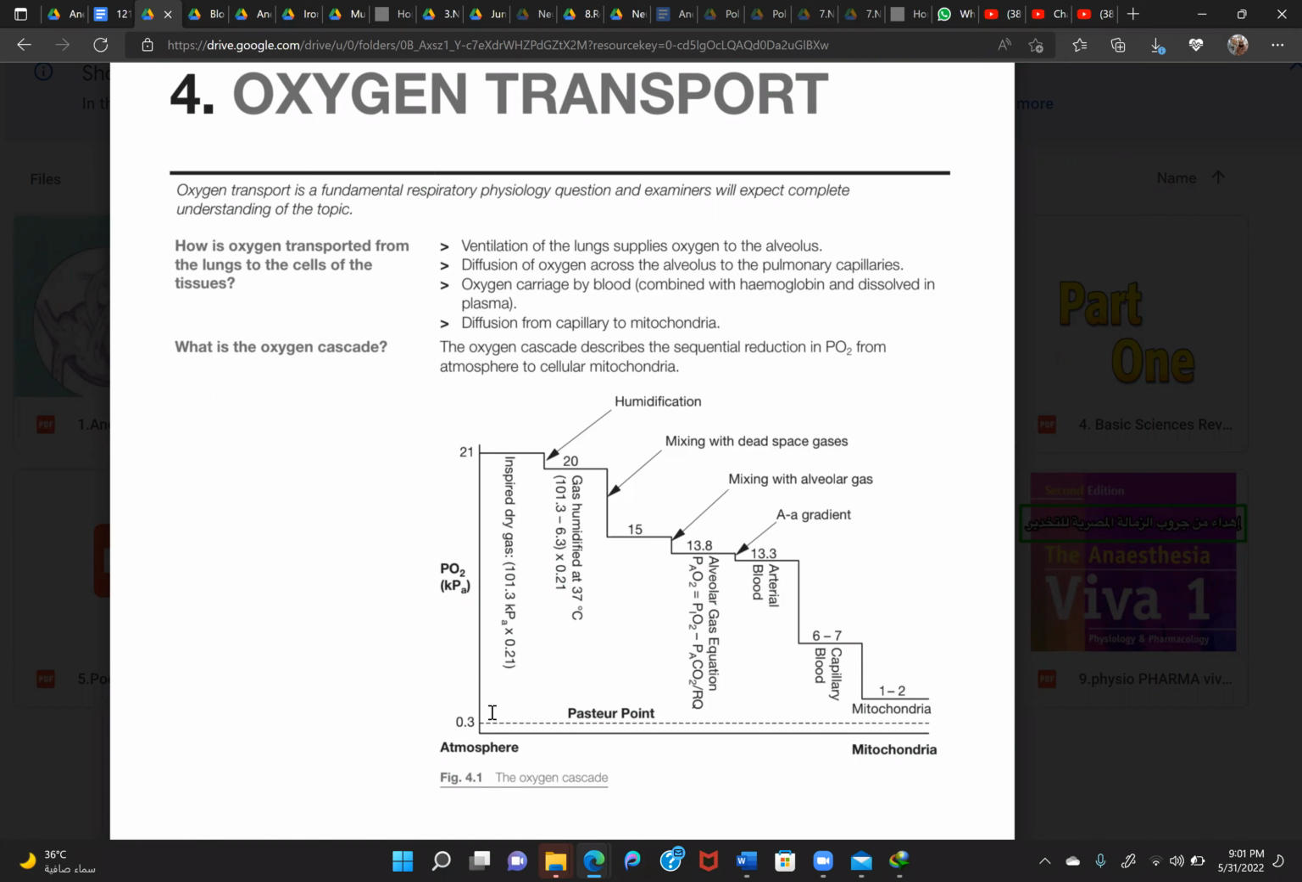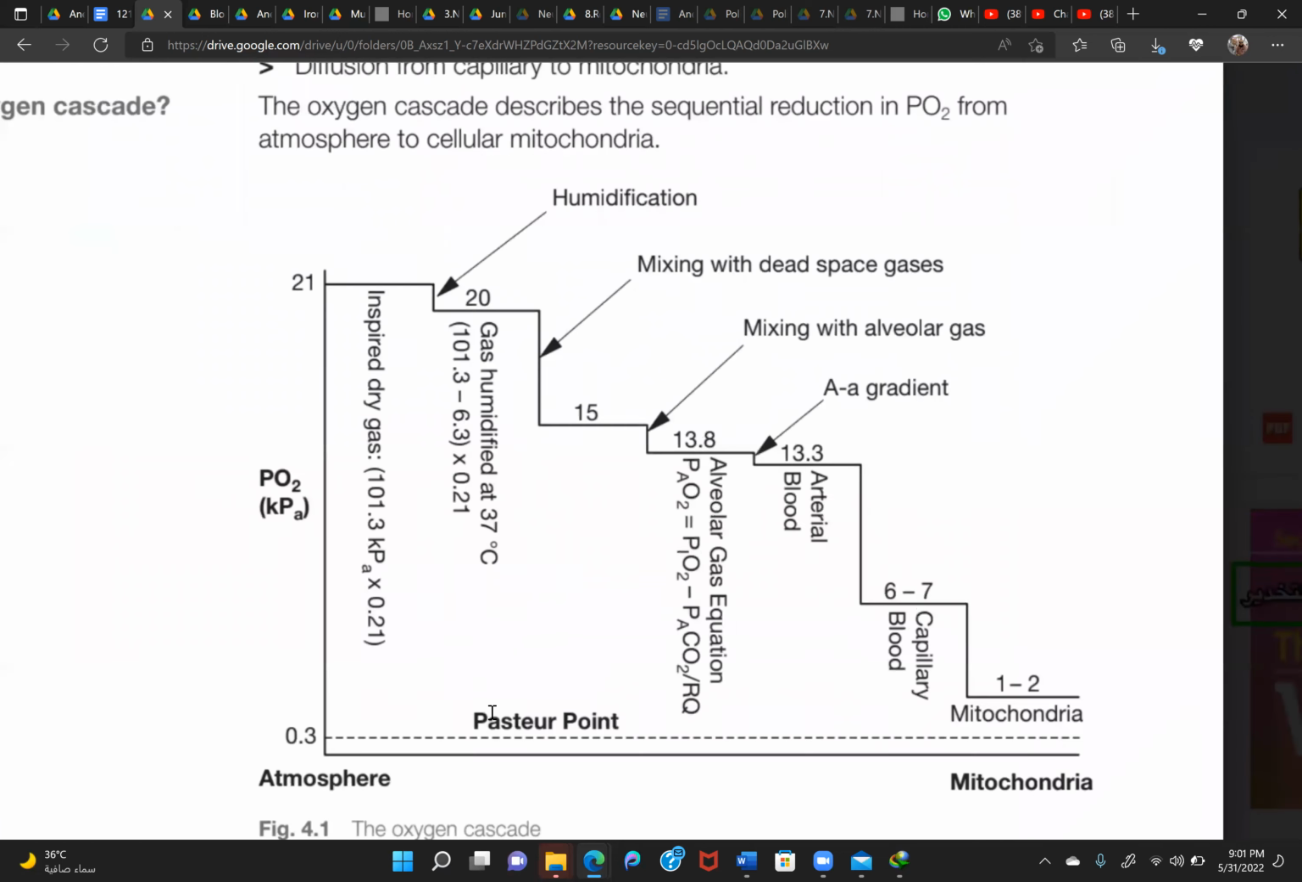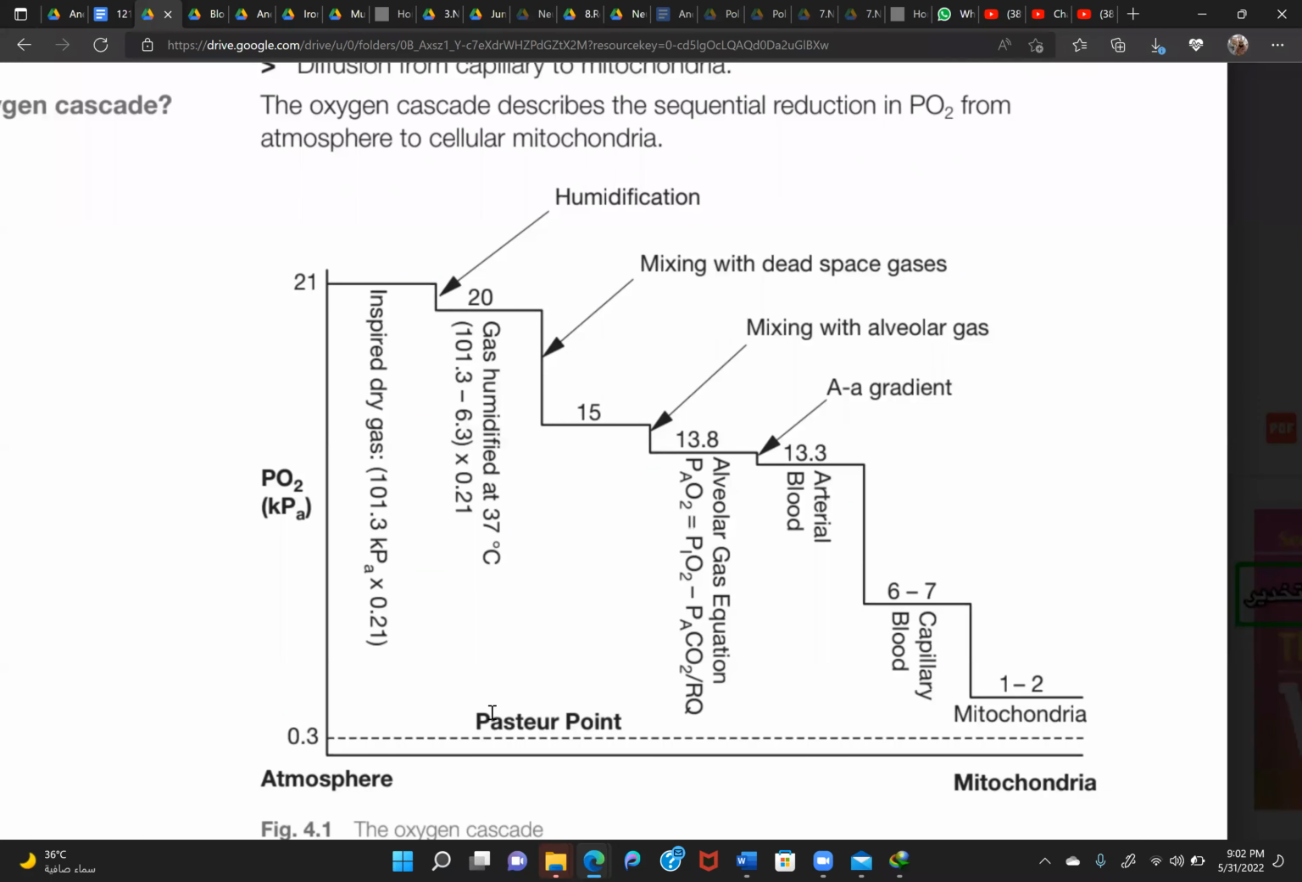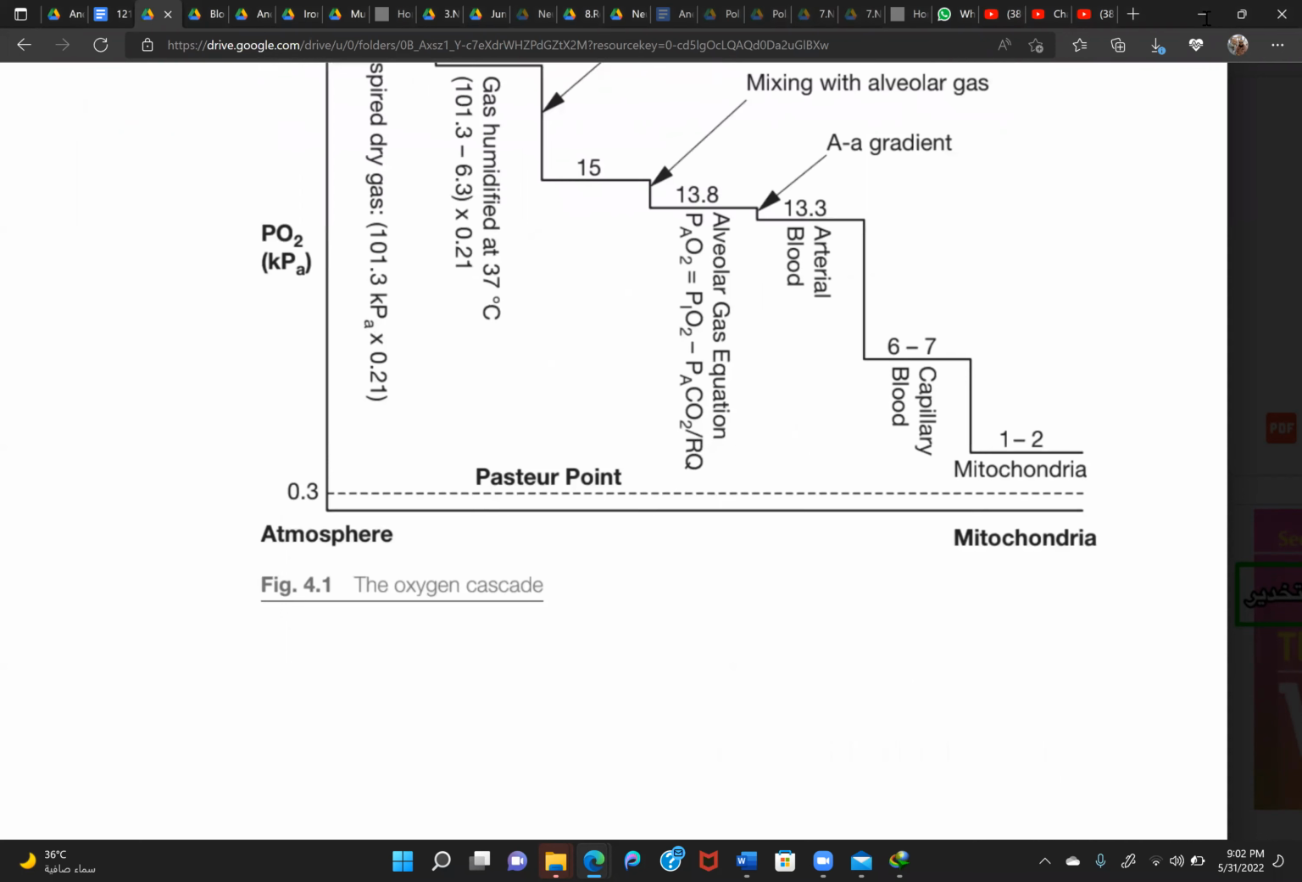Then when it enters, there is humidification. So that is the effect of humidification; the vapor pressure will be subtracted. Then there is mixing with dead space, and it is transported to the arterial blood side. On the arterial side, it is 13.3 kPa or around 98, 99. Then at the mitochondrial level, you see 1 to 2 kPa only.